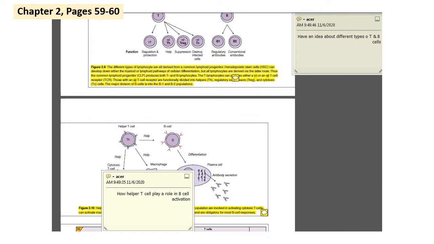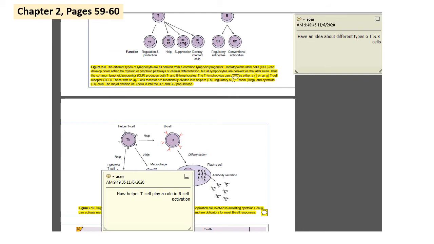Here I have an idea about different types of T and B cells, and how the T helper cell plays a role in B cell activation. As we already knew from previous lectures, different types of lymphocytes are all derived from common lymphoid progenitors. Hematopoietic stem cells develop from either myeloid or lymphoid pathways of cellular differentiation. All lymphocytes develop from lymphoid roots, and thus the common lymphoid progenitor produces both T and B cells.